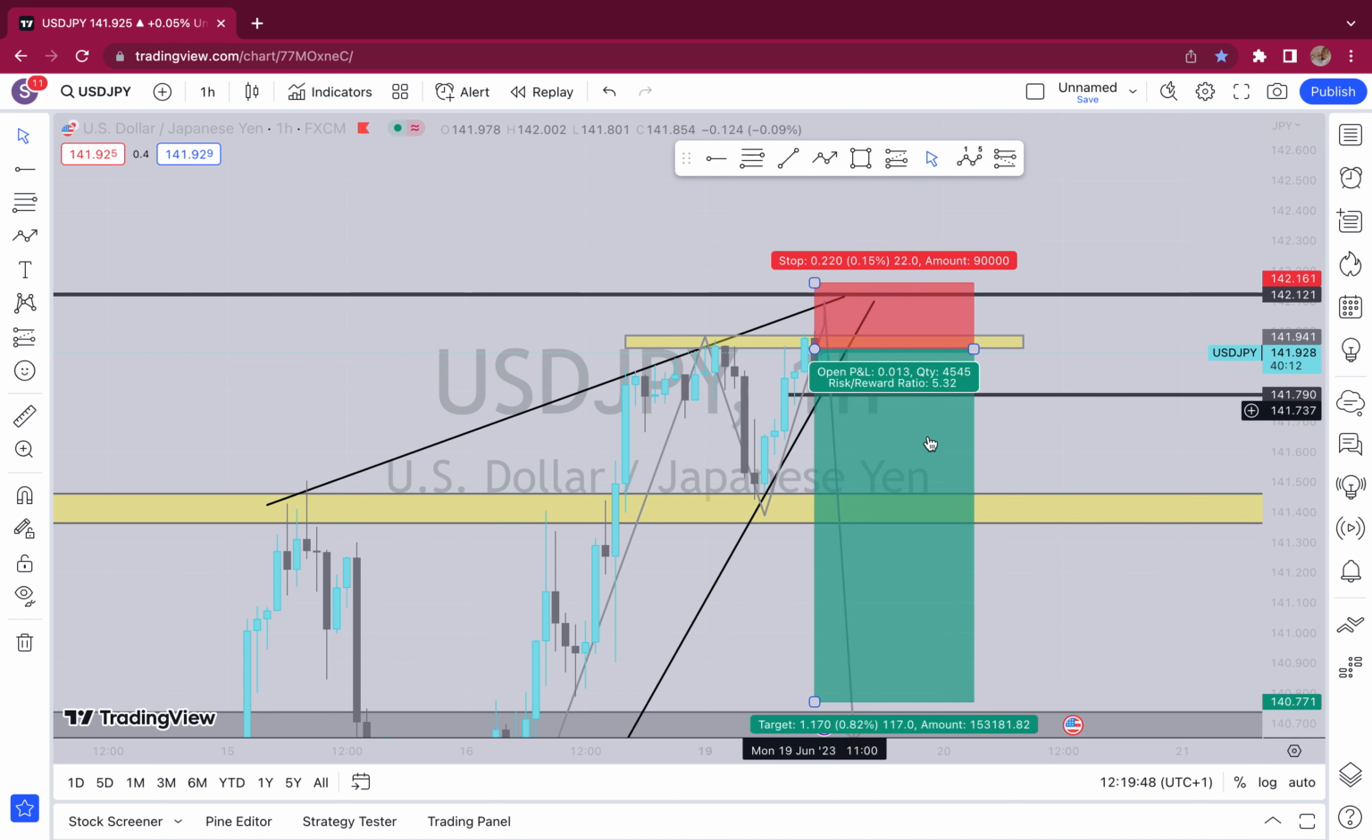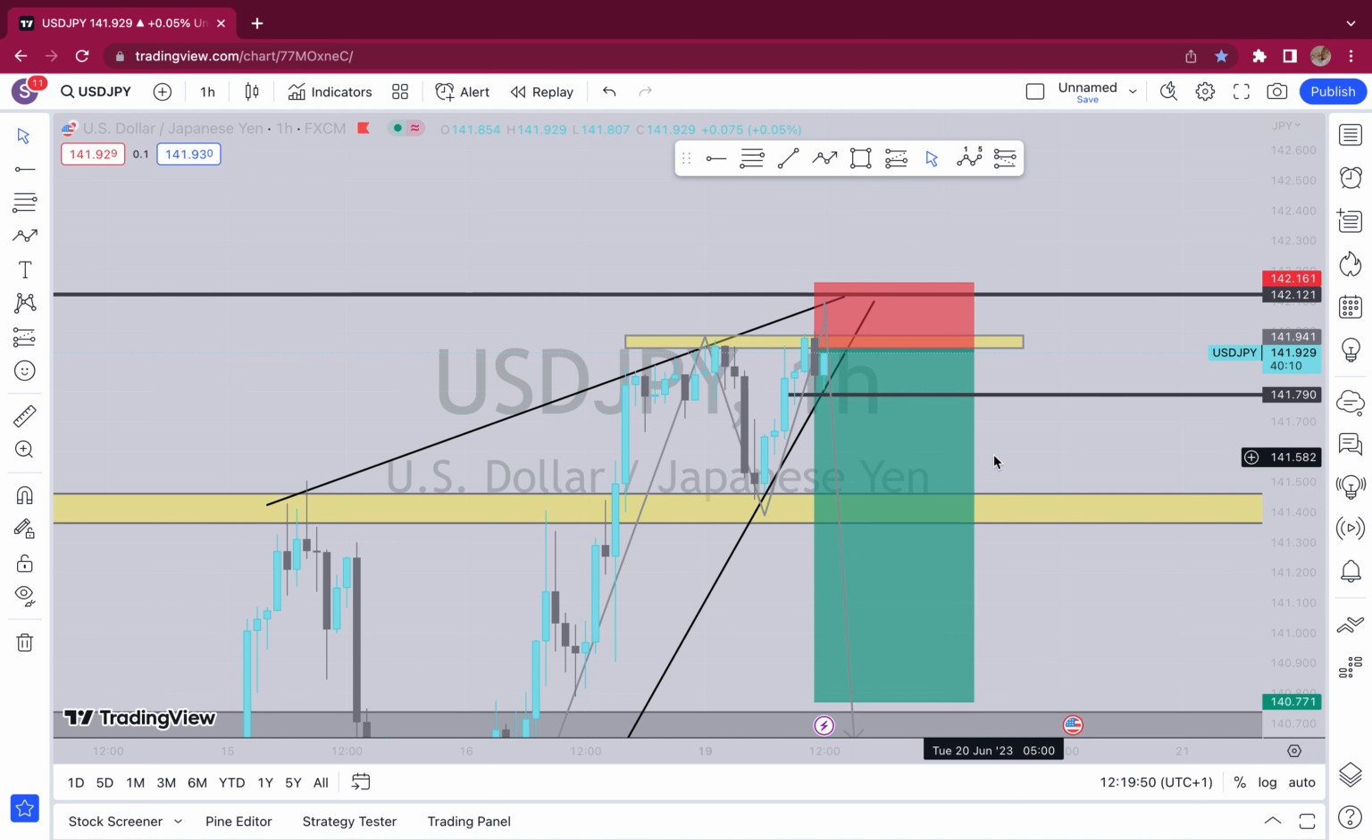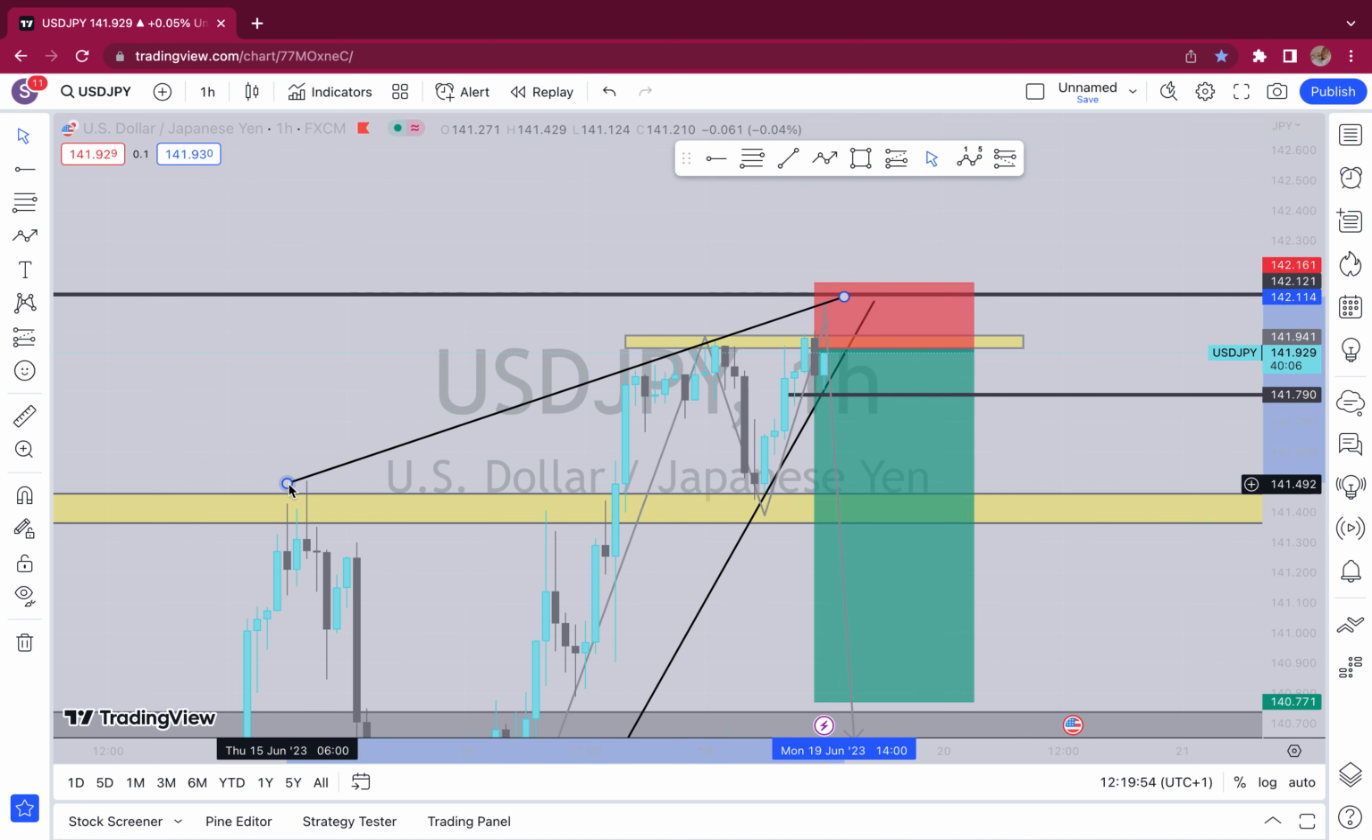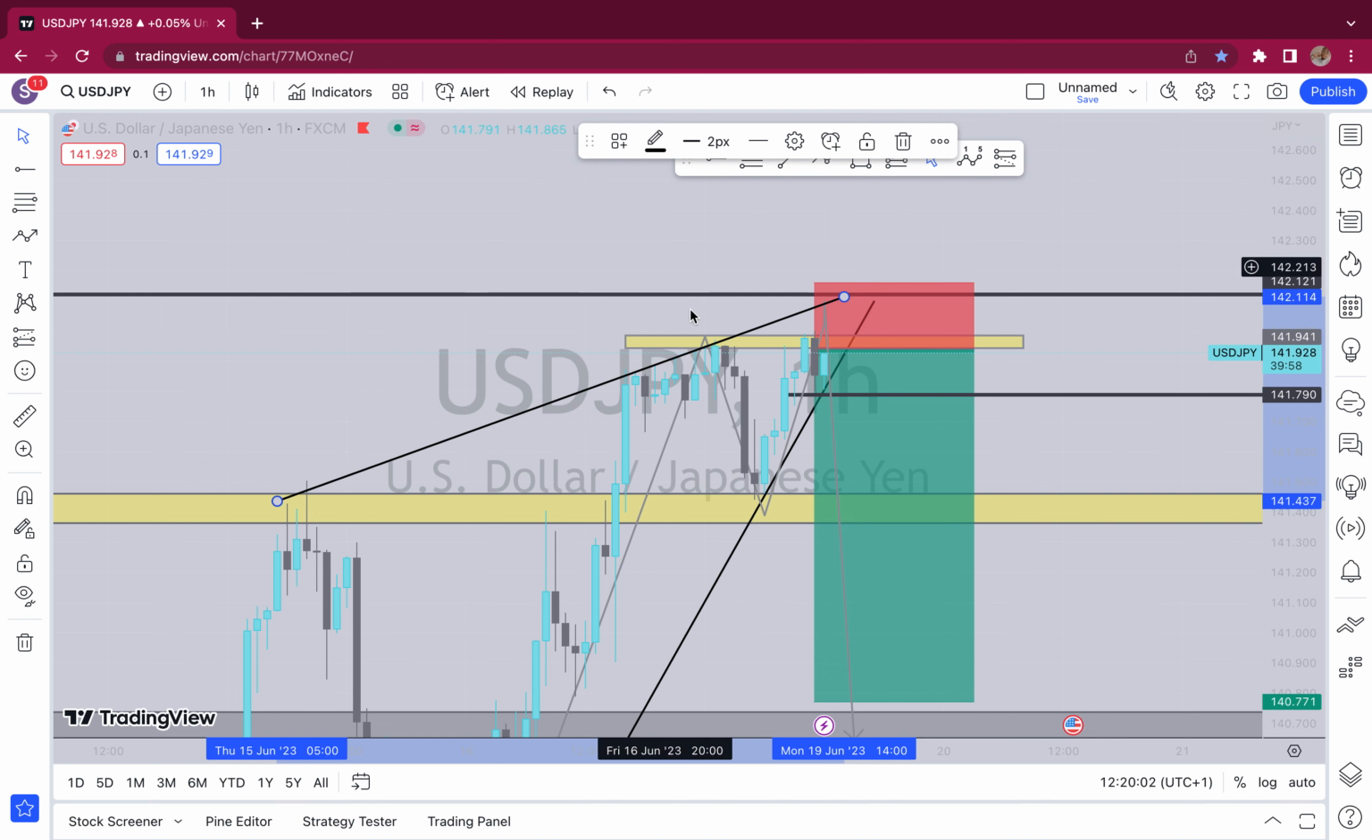Market already rejected from here. I'll still wait for it. I still need the market to come for more confirmation and more entries. It will come and touch this trend line, so it will give you the third touch. It will be the first touch, second touch, and the third touch.